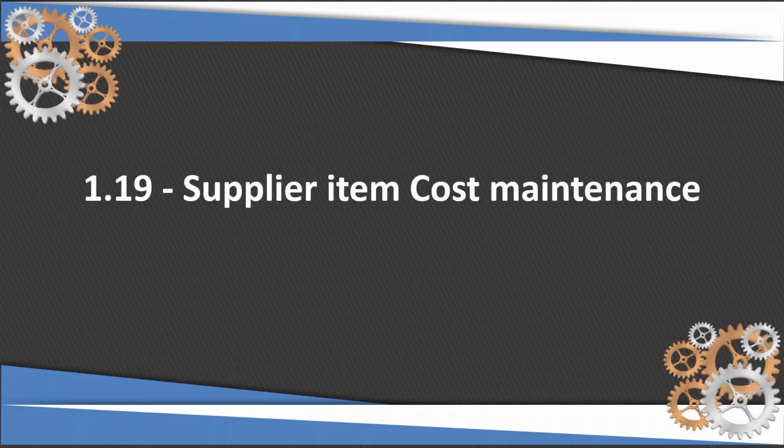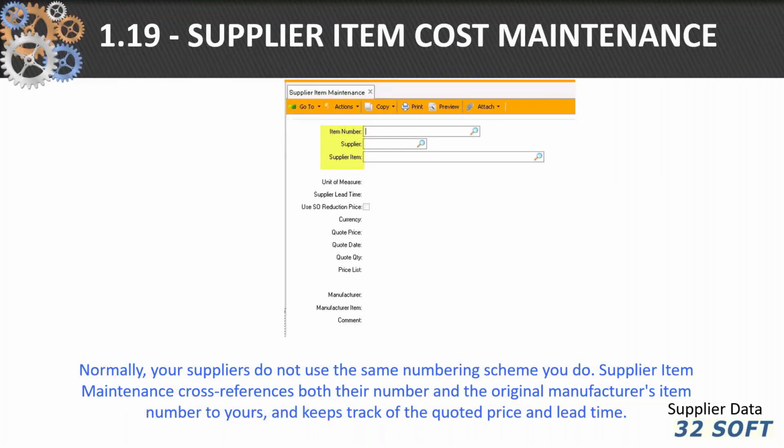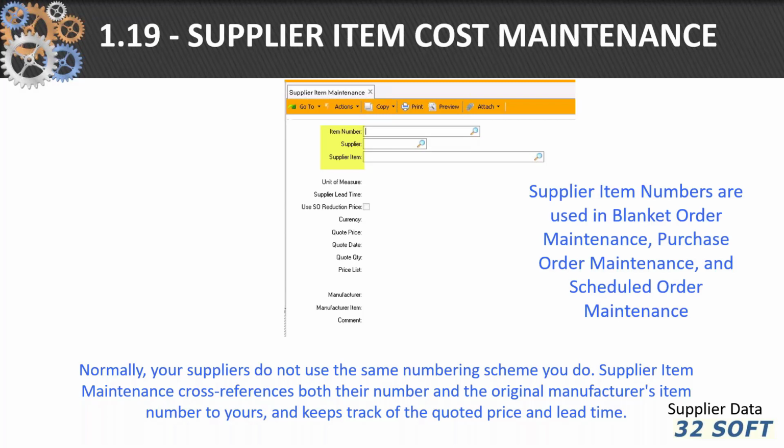In 1.19, you've got supplier cost information. Normally, you and your suppliers don't use the same part numbering schema, so this frame allows you to define the relationship between your number and the supplier's item number for a particular part. This is used by blanket orders, purchase orders, etc.